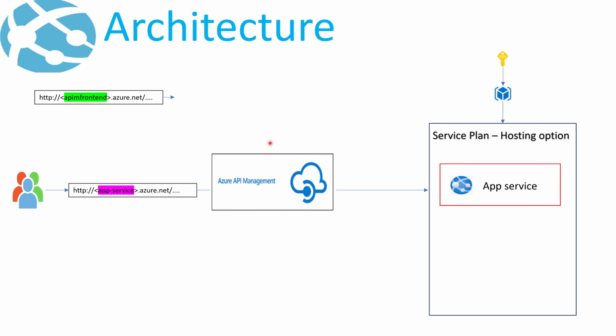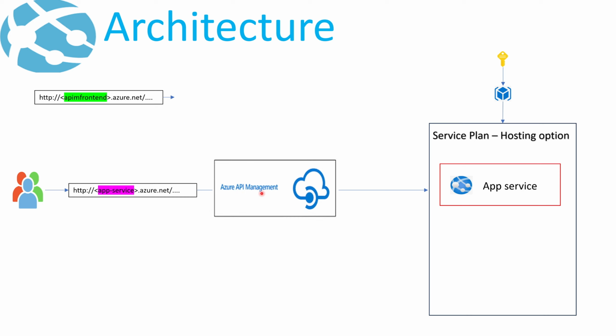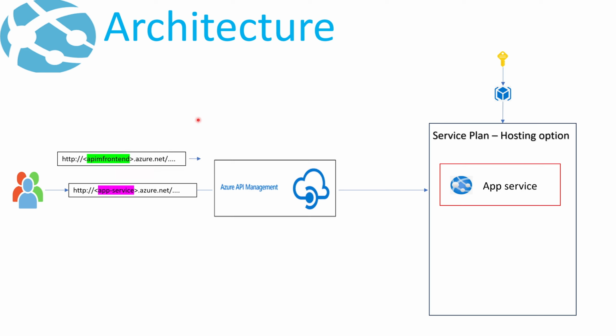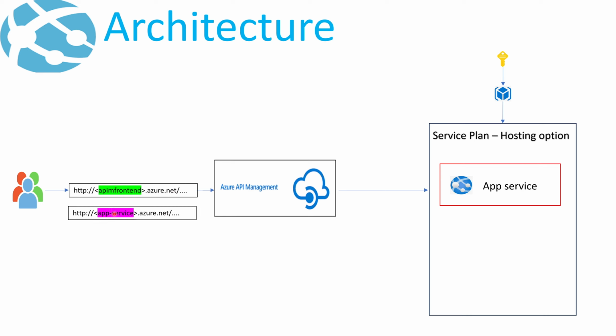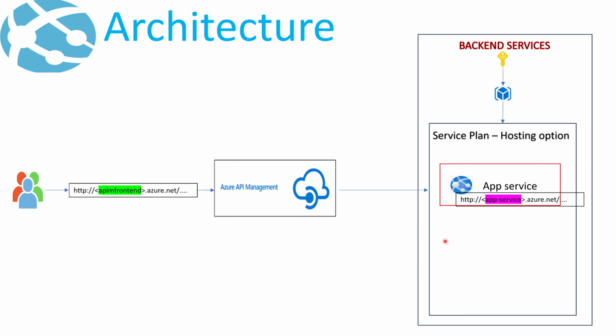So this Azure API Management has to be installed. When you install Azure API Management, it will generate a URL. That URL will be used as the front-end URL for the user. The existing App Service URL will be tied to the respective App Services, like what I have shown here. So this entire section will act as a backend service.